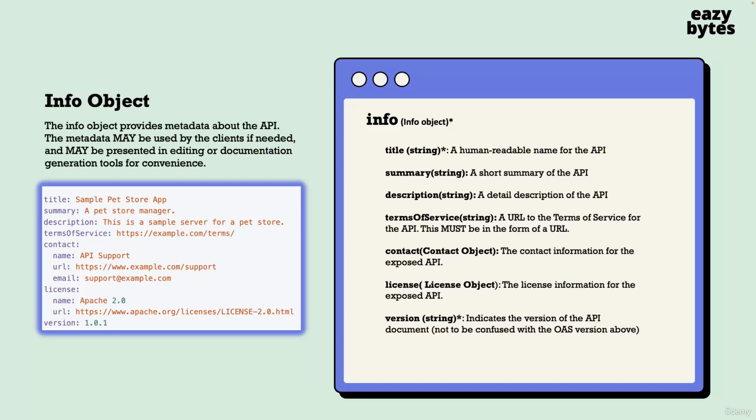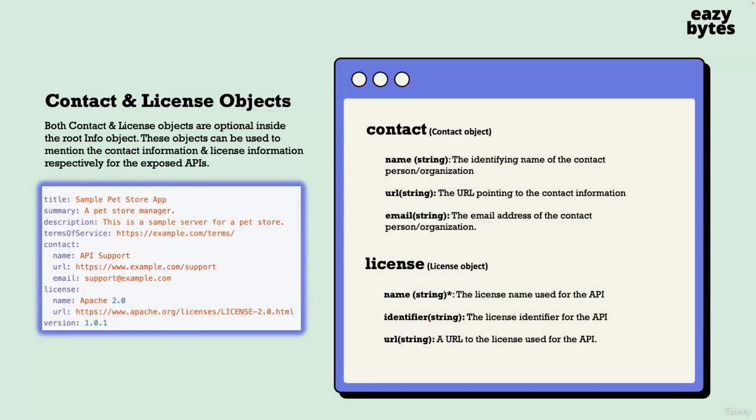On the left hand side, you can see I have put a sample screenshot of how we can write the info object details inside an OpenAPI specification. I have mentioned the title, summary, description, terms of service, contact, license, and version details. Now let's try to understand what details we can write under the contact and license objects. The purpose of the contact and license objects is self-explanatory.